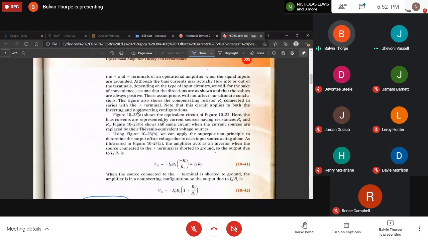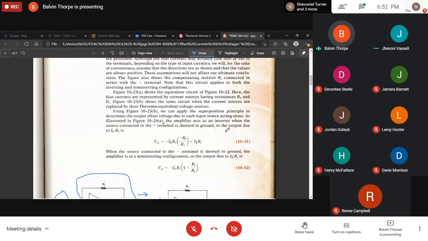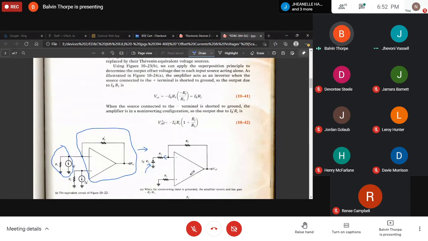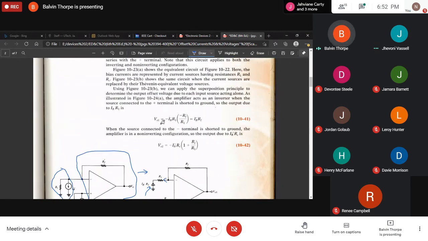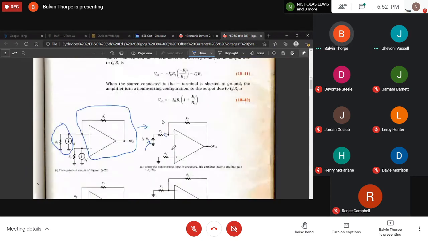So I said figure 10.23 shows that we have the sources. I won't go back through that too much. But what is important is that if we look at figure 10.23B, which is this one here, you'll agree with me that VO1 is the voltage that has been applied to input 1, and this is input 2 now.